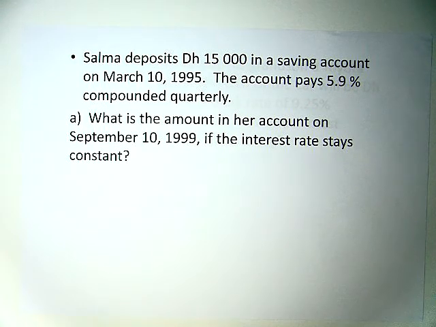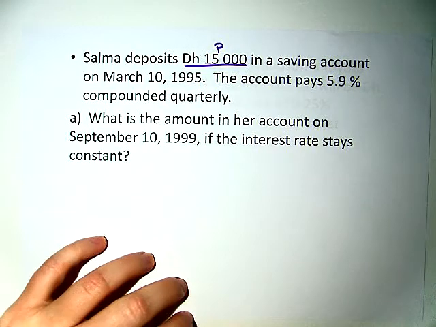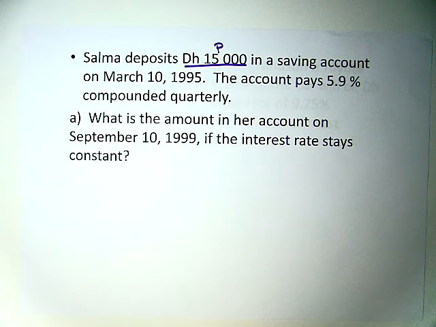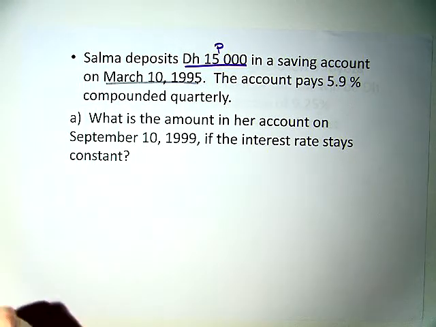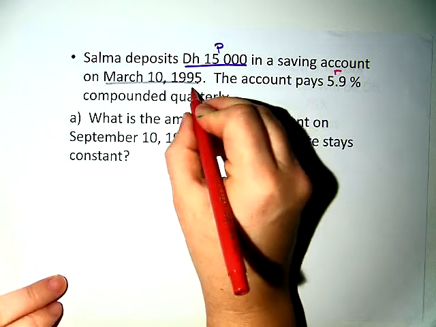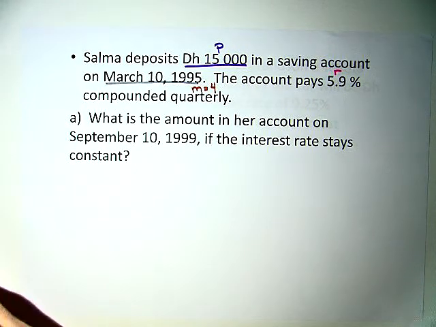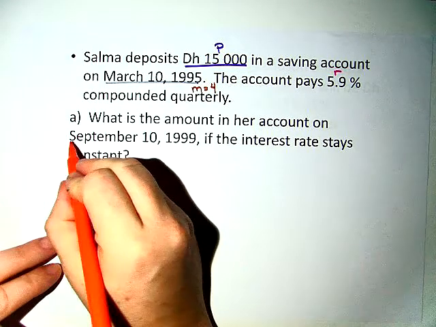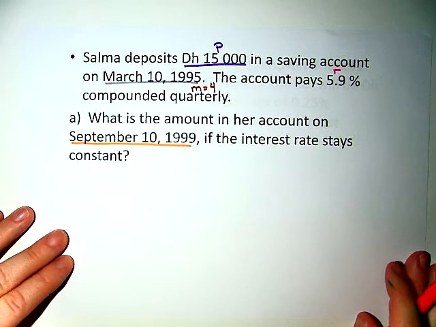Salma deposits 15,000 into a savings account. That's definitely our principal. On March 10th, 1995. Ooh, we've got dates. The account pays 5.9%, that's my rate, compounded quarterly. So my M is 4. There are 4 quarters in a year. What is the amount in her account on September 10th, 1999, if the interest rate stays constant?